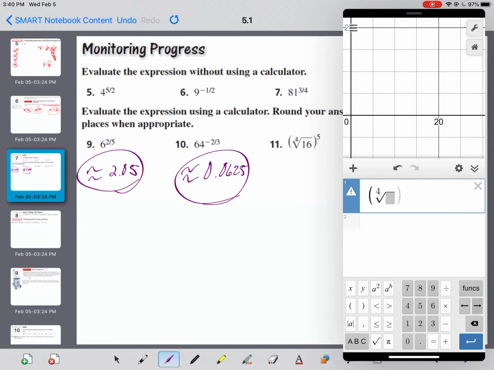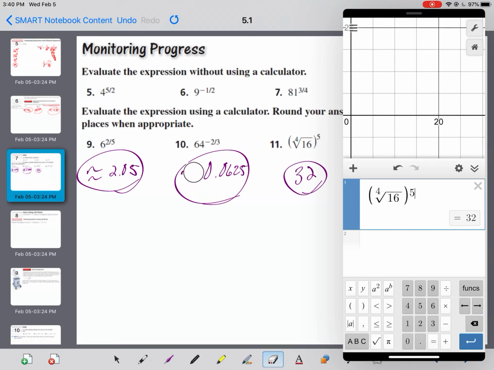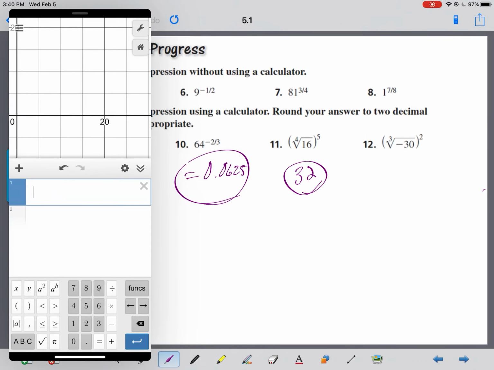Parenthesis, the 4th root of 16, to the 5th. 32. We don't even have to round. We know it's 32. Okay? And in fact, it just equals that. Didn't even have to do that one on there.